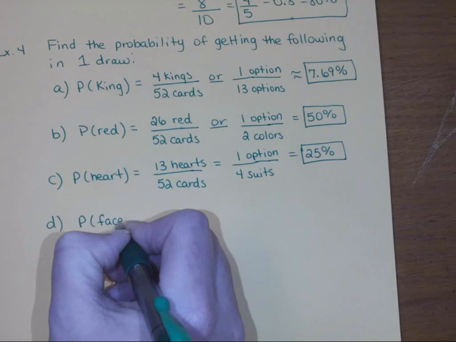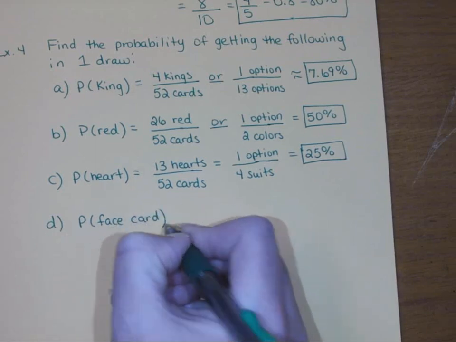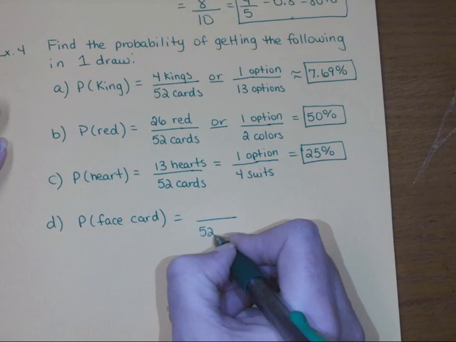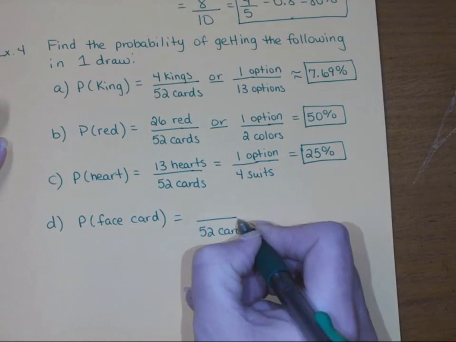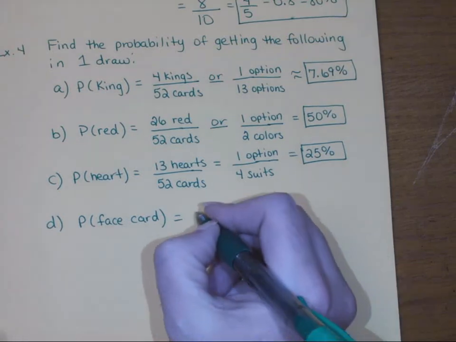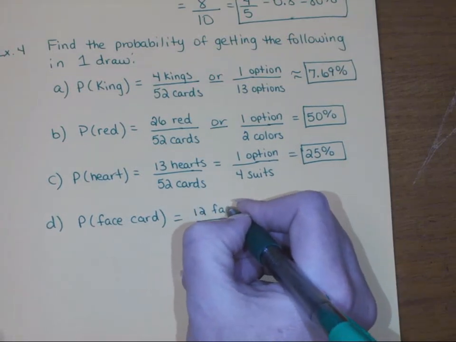And then last but not least, and we'll move on to something a little different, okay? What about the probability of a face card? So there are 52 cards, okay? The face cards are the jacks, the queens, and the kings, and there are 4 each of those. So 3 different types of cards, 4 each. There would be 12 total face cards.